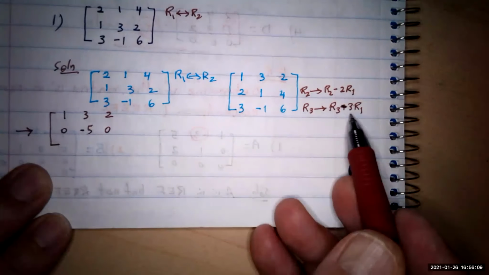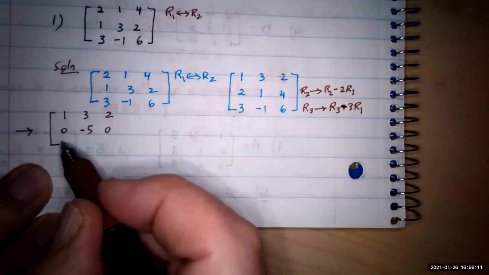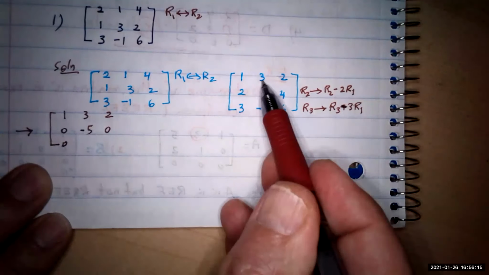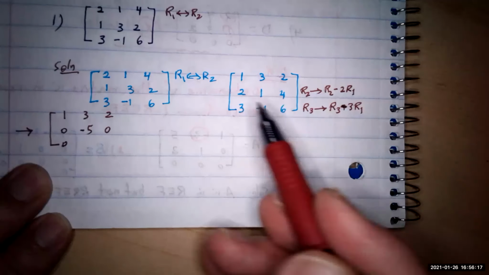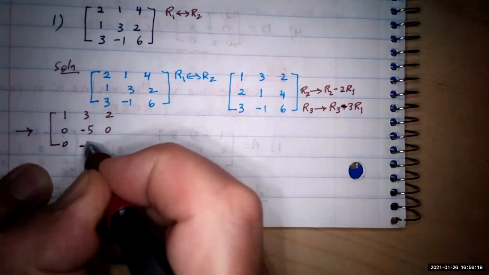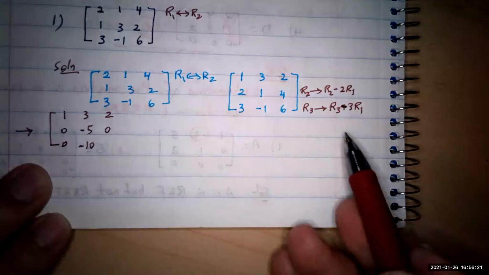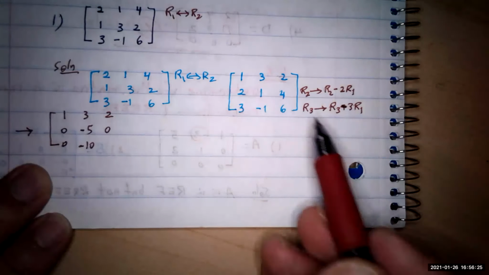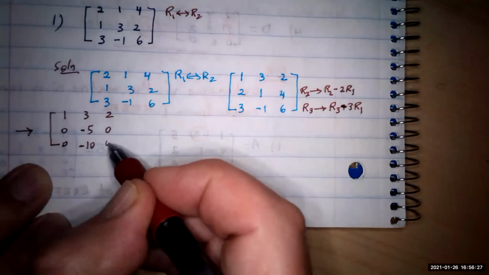Over here, R3 minus 3R1, so that gives you 0. Okay, 3R1, 3 times negative 3, negative 9, and negative 10. Okay, negative 10. And over here, it's giving negative 2, negative 6. So that make it into the 0, 0, 2.